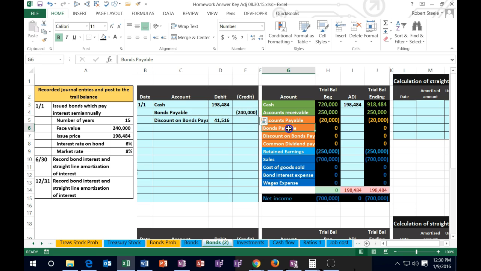Then we're going to post the bonds payable, the liability bonds payable, similar to a note. It's in the liability section here. We're going to post that to the adjusting column and see what happens. So we are in I6. We're going to say equals, point to that 240, bringing the balance up to a credit of 240.